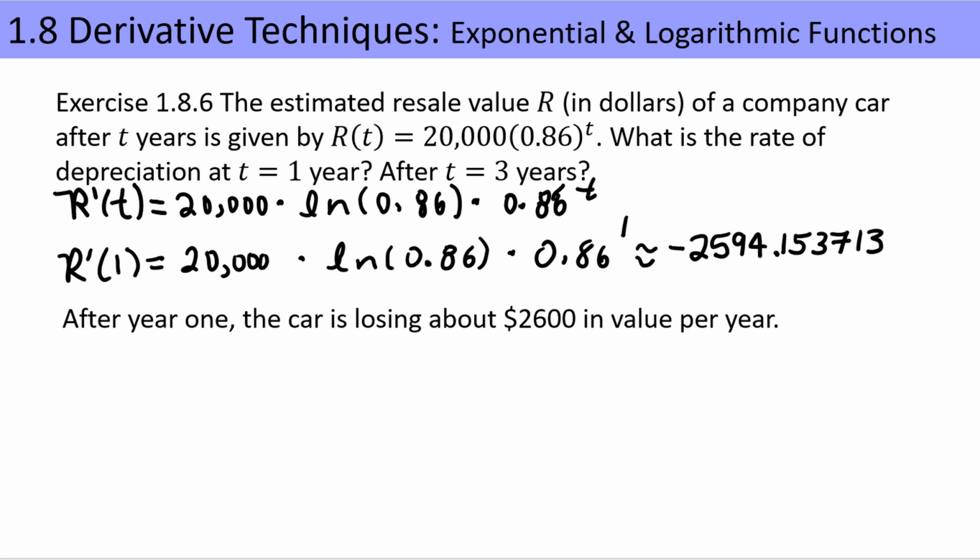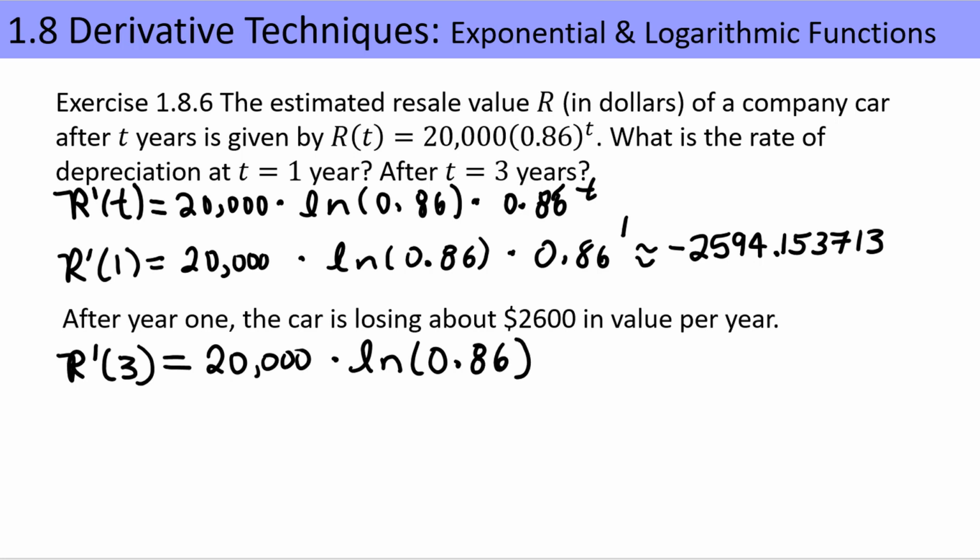Let's do this for t equals 3. We already have the derivative function, so take the existing derivative function and instead of at 1, evaluate it at 3. So in your calculator, compute 20,000 times the natural log of 0.86 times 0.86 to the power of 3. Compute in your calculator and you get approximately negative 1918.636087.